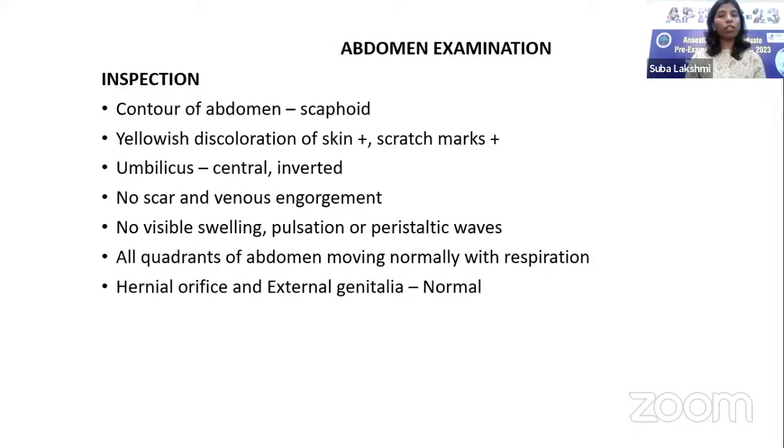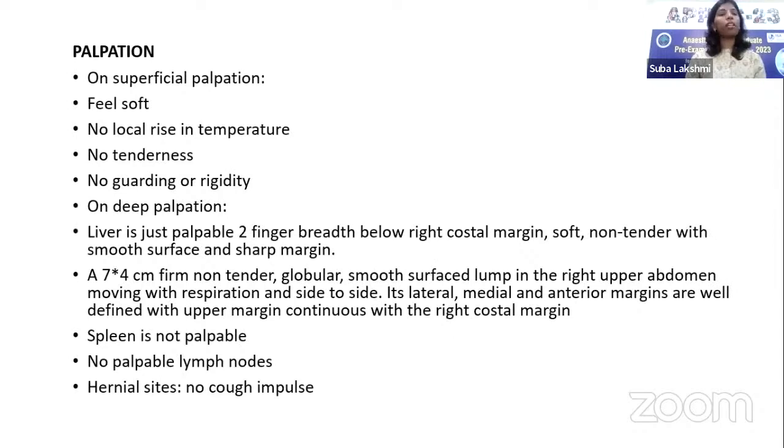On inspection, contour of the abdomen is scaphoid. Yellowish discoloration of skin present, scratch mark present. Umbilicus is central inverted. No scar and no visible swelling, pulsation, or peristaltic waves. All quadrants of abdomen moving normally with respiration. Hernial orifice and external genitalia are normal. On palpation, on superficial palpation, abdomen feels soft, no local rise in temperature, no tenderness, no guarding or rigidity.